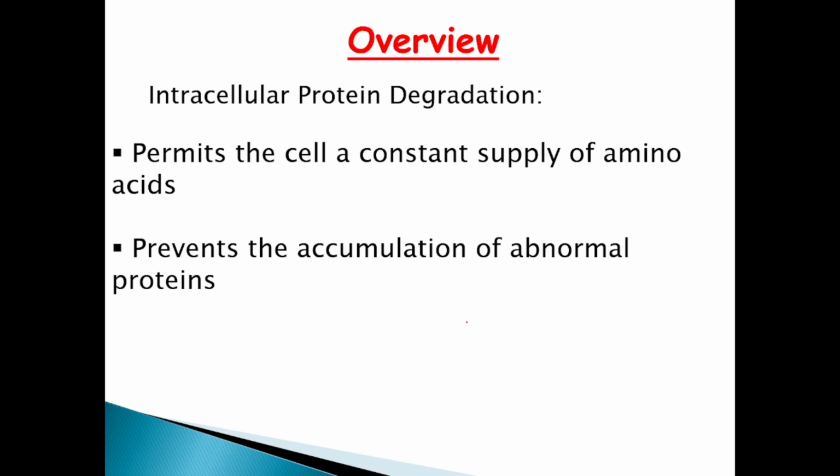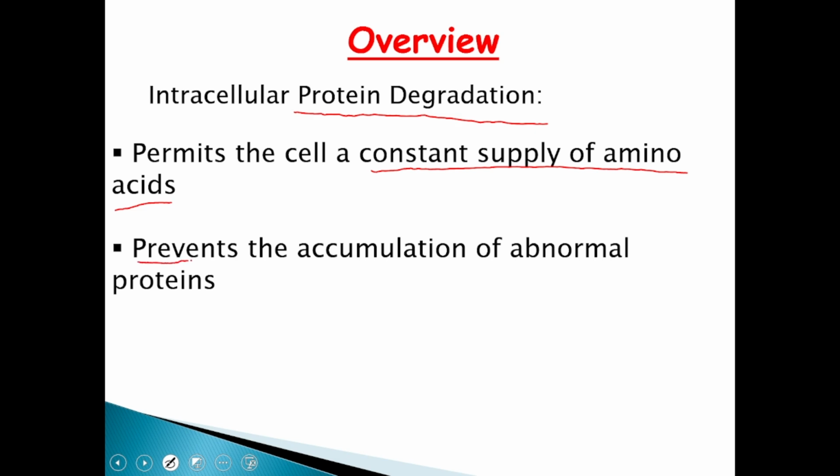So if I give you an overview of why you should know it, with the help of protein degradation, the cell is able to maintain a constant supply of amino acids. Again, you have gone through translation, you know that proteins are made from amino acid. So in order to make new proteins, you need to have a source of amino acid. So that is one of the functions of protein degradation.